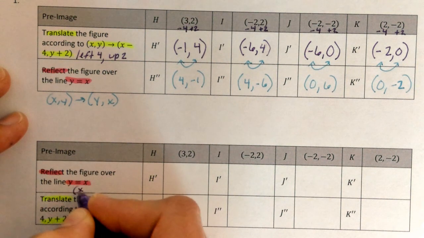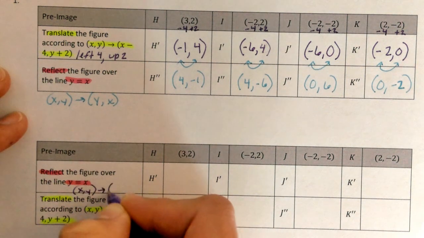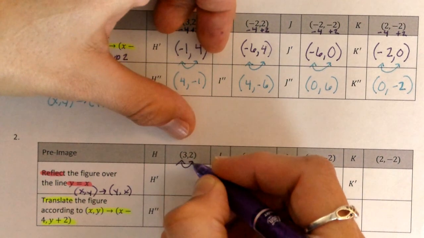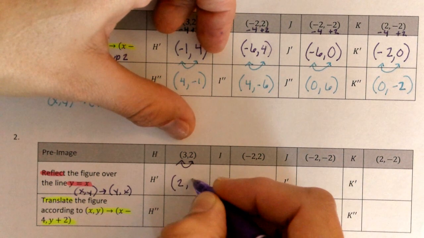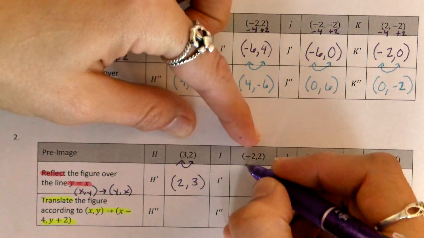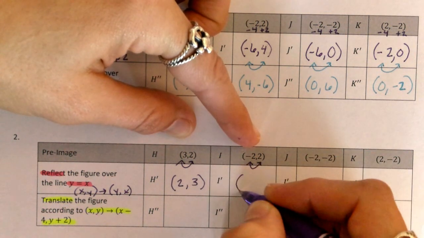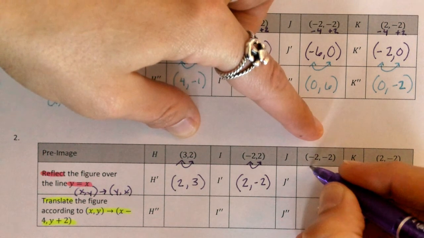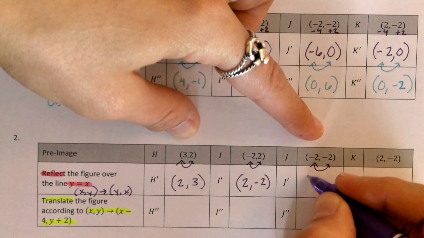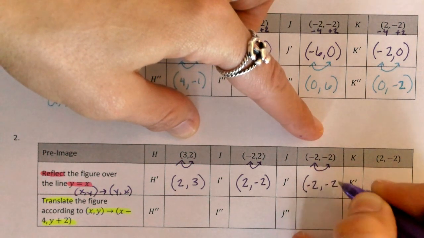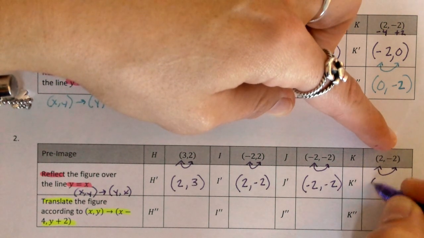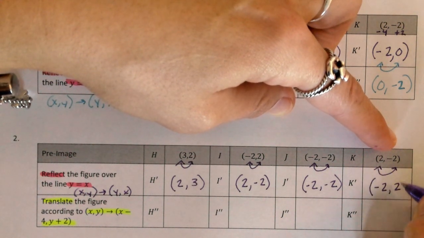So first things first, we've got the same rule right here. We've got (x, y). All we're doing is switching them around. So here, we'll go ahead and switch these. And we're going to get 2, 3. I prime, switch them around. We now have a positive 2, negative 2. J prime, switch them around. Oh, well, it's the same thing either way. That's pretty cool. K prime, switch them around. We're going to have negative 2, positive 2.